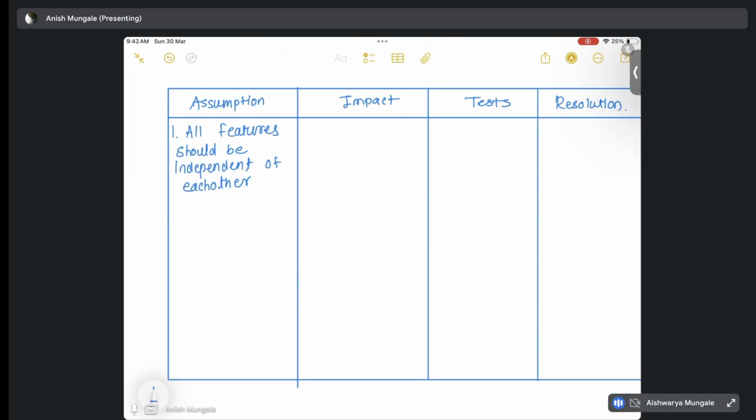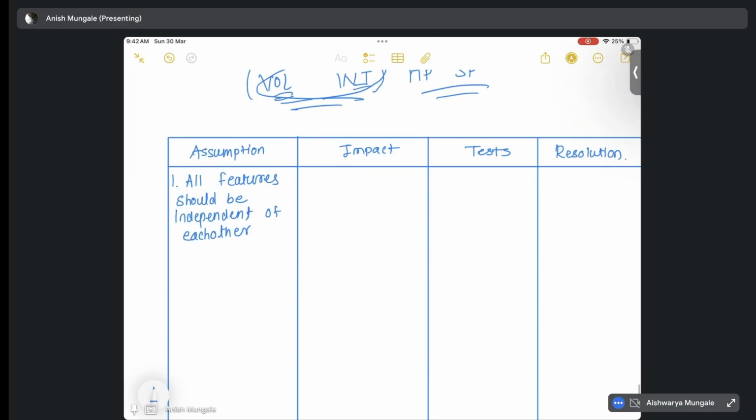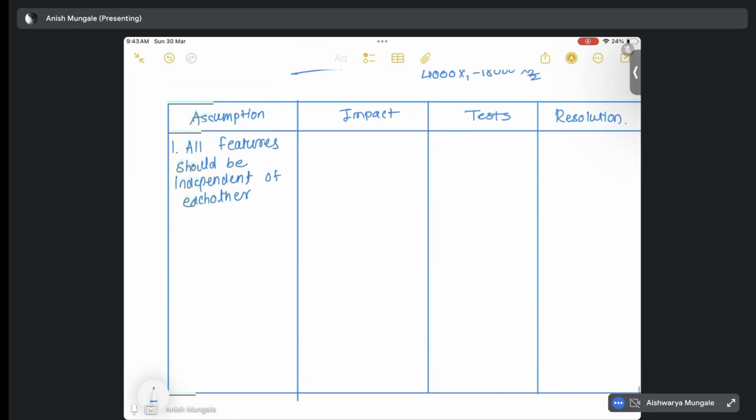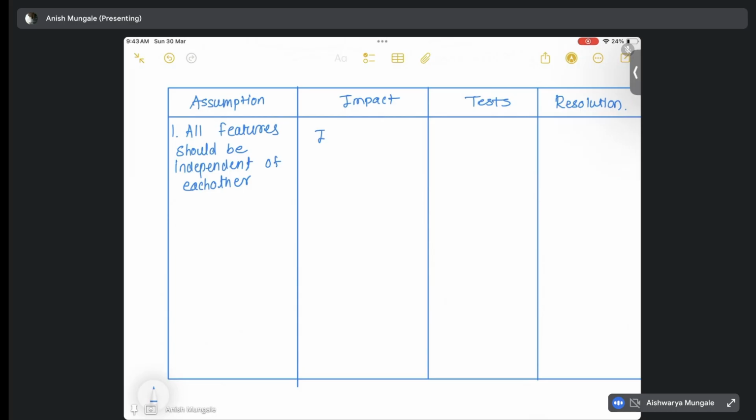The impact was in prediction or interpretation? So remember that equation we had. We can predict using this equation, because there is nothing mathematically wrong, but we can't interpret using that equation. So the impact is in interpretation.